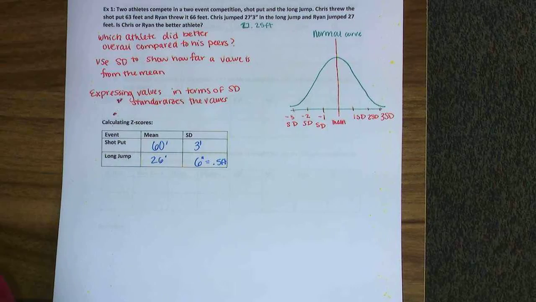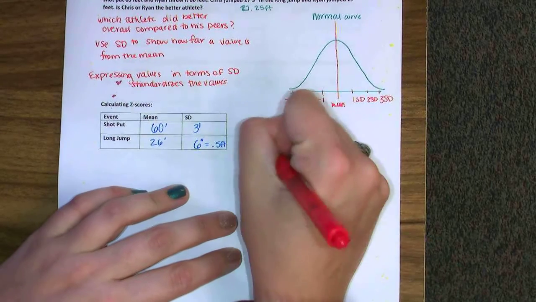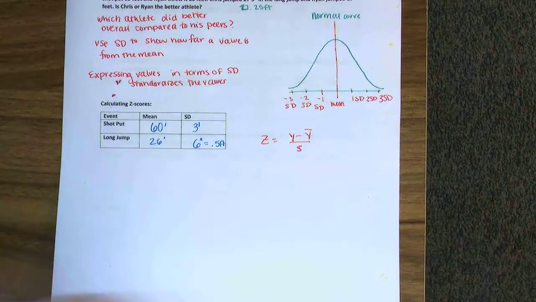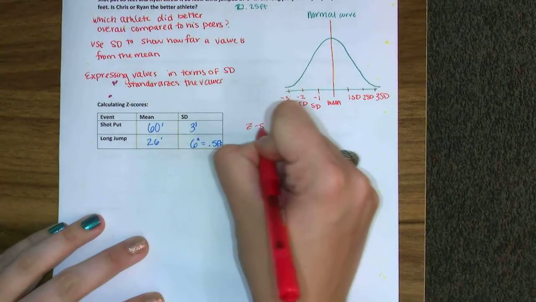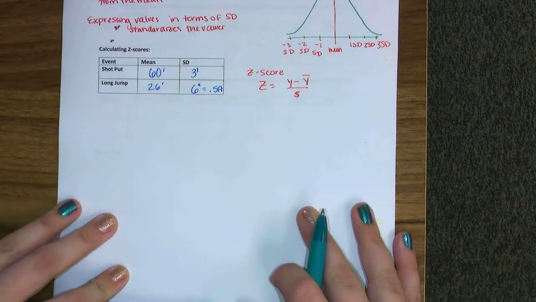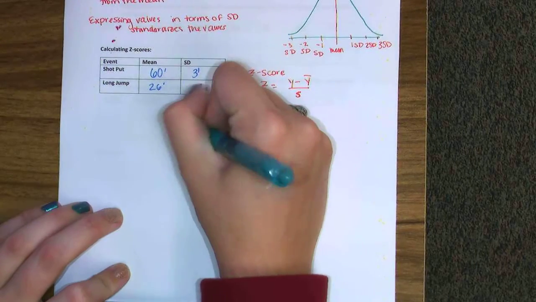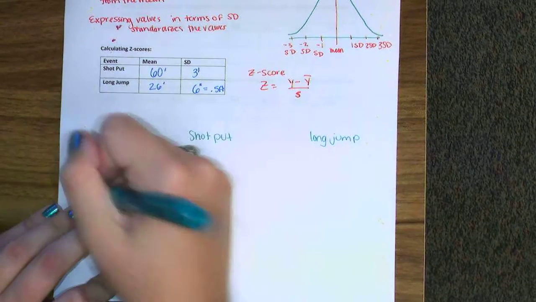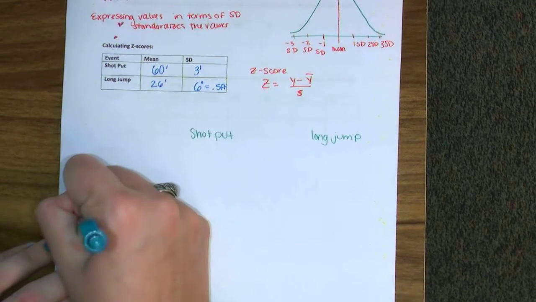Just as a refresher, our formula for finding z-scores is z equals y minus y bar over s, which is the standard deviation. We want to find the z-score for Chris for shot put and long jump, and then for Ryan for shot put and long jump. Then we'll use that to determine which one is the better overall athlete. So we have shot put, the long jump, Chris, and Ryan.